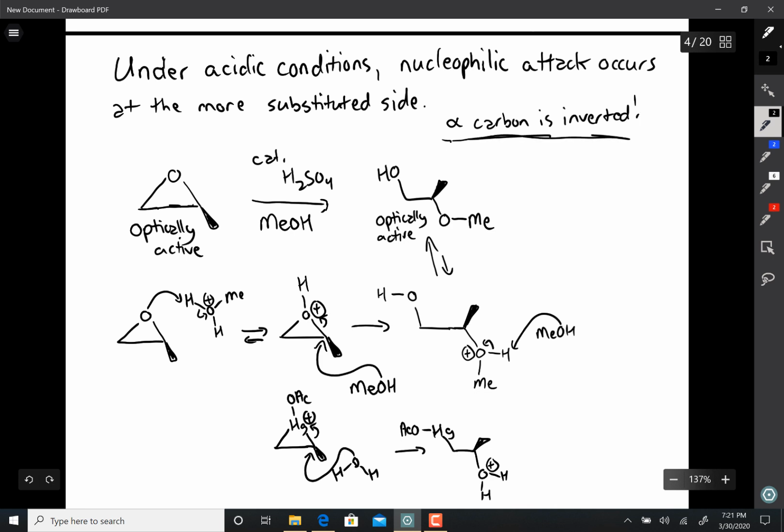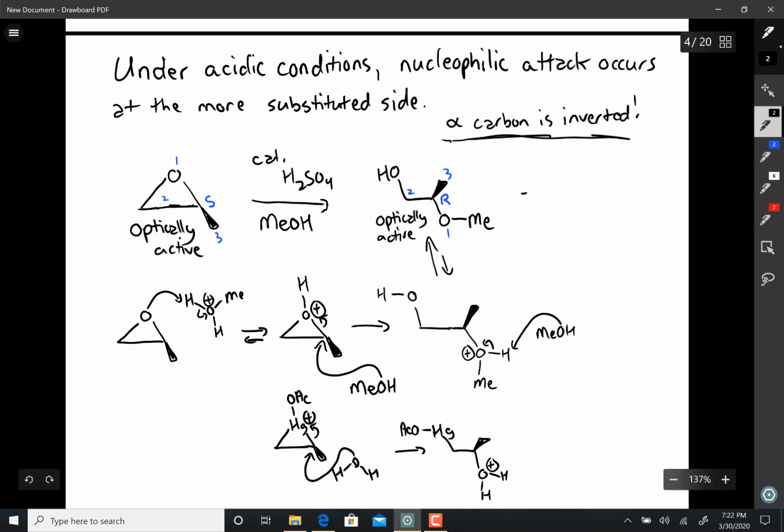Now, you might be thinking, well, that's a wedge, it stays as a wedge. No inversion took place. Well, it did. It was a wedge going to the bottom of the page, now it's a wedge going to the top of the page. You can double check this by using R and S. That's an S chiral center. That is now an R chiral center. So an inversion did take place.